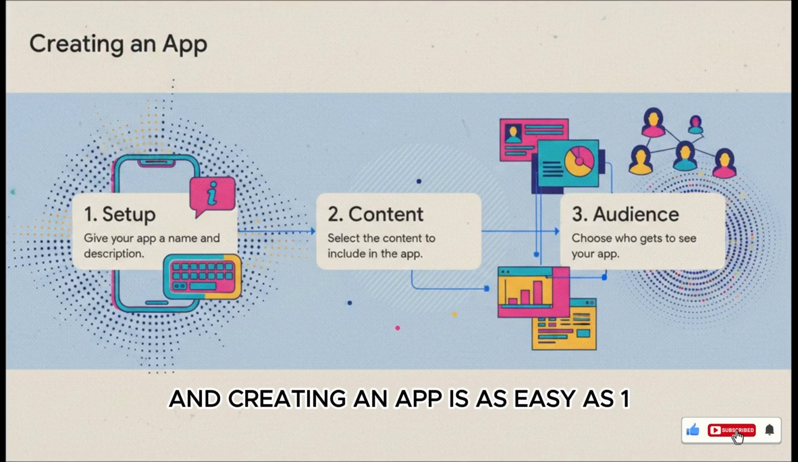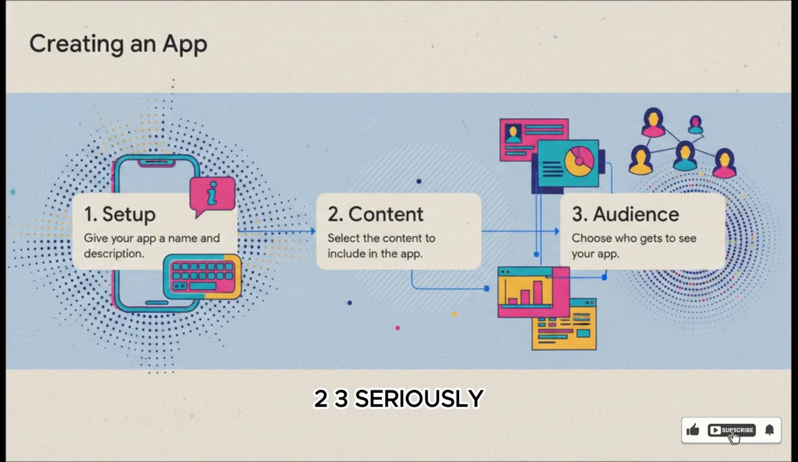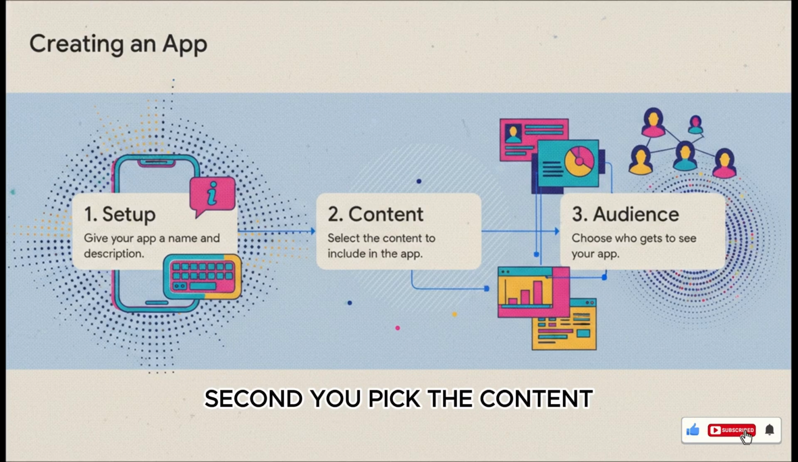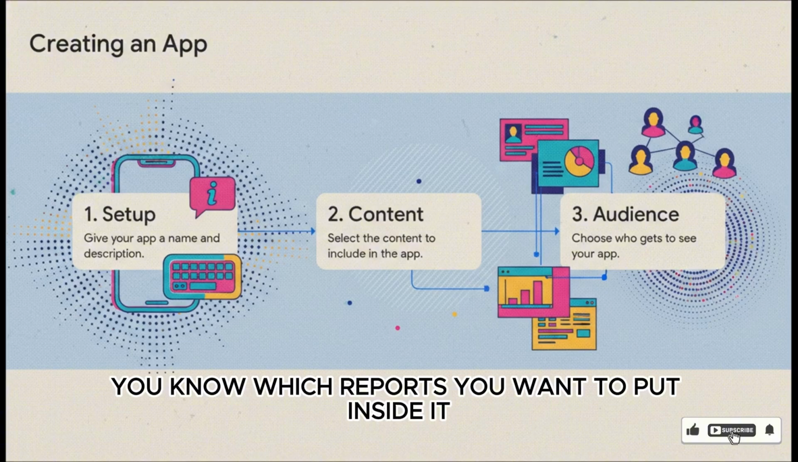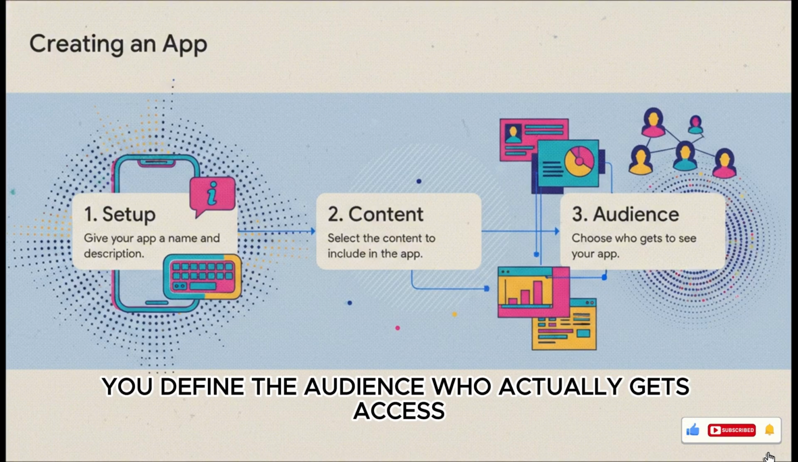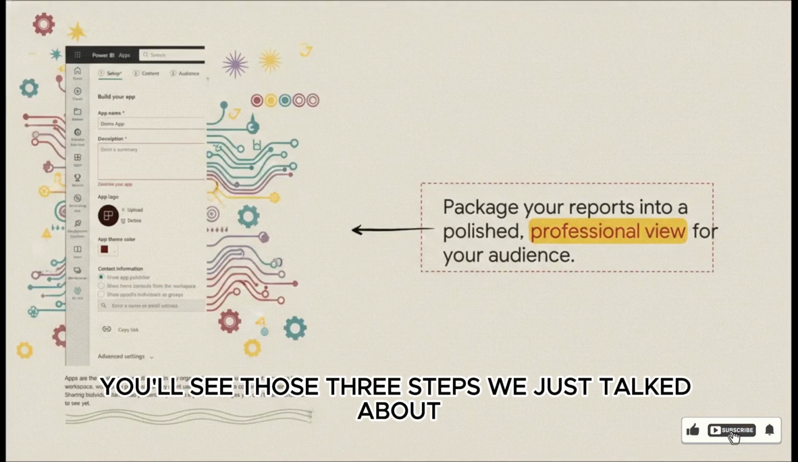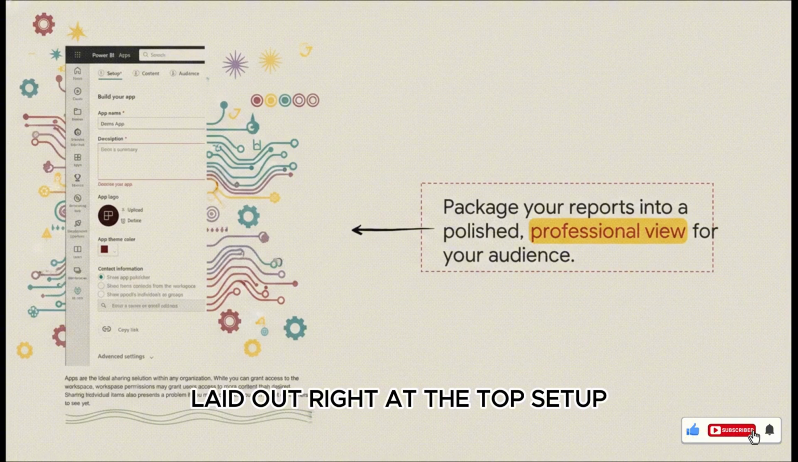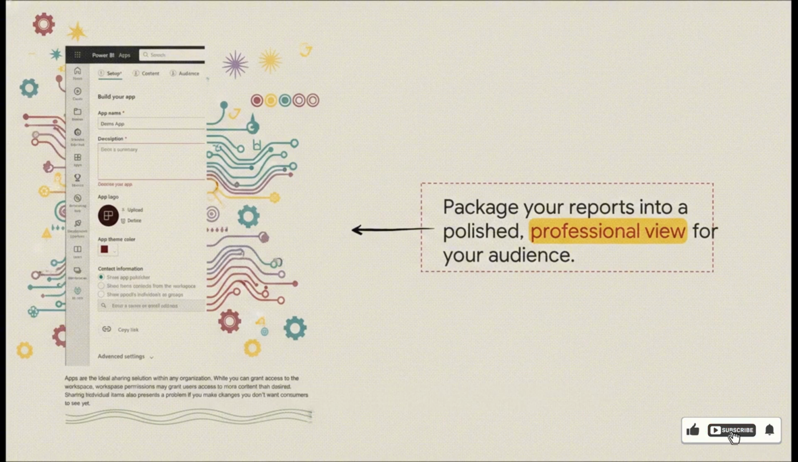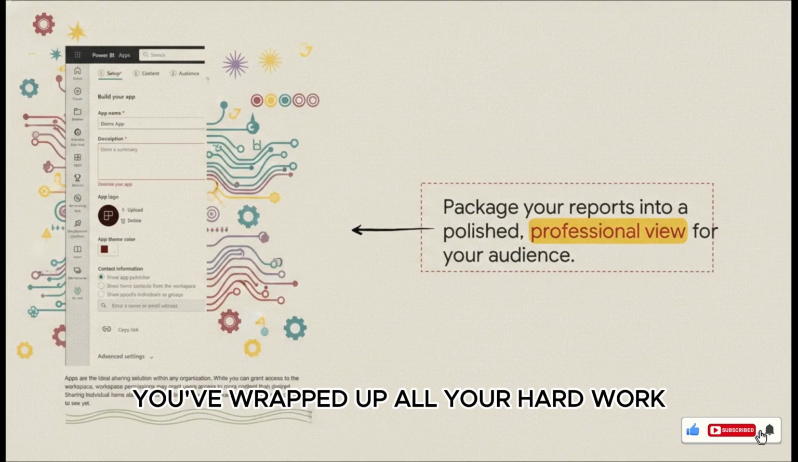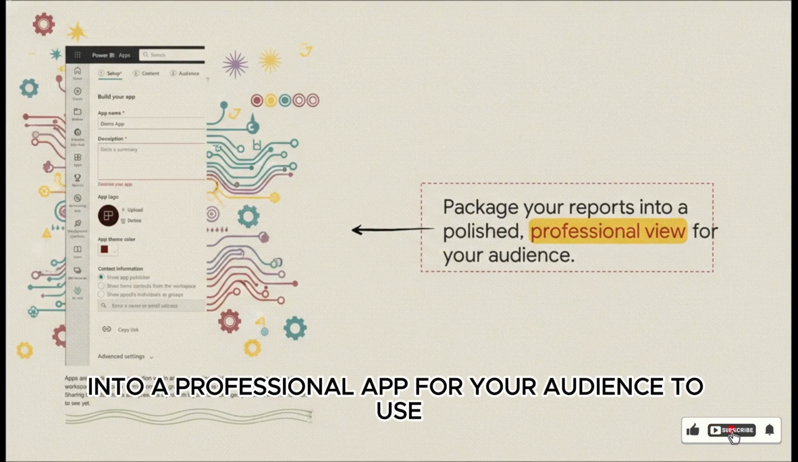And creating an app is as easy as 1, 2, 3. Seriously. First, you set it up, give it a name and a description. Second, you pick the content, which reports you want to put inside it. And third, you define the audience, who actually gets access. That's it. When you go to build your app, you'll see those 3 steps we just talked about laid out right at the top: setup, content, and audience. You just follow along, and with just a few clicks, you've wrapped up all your hard work into a professional app for your audience to use.